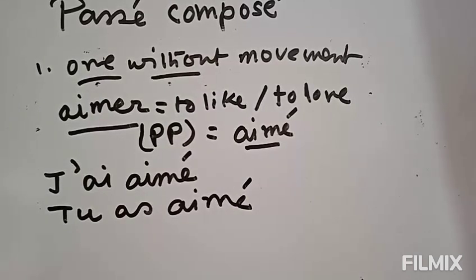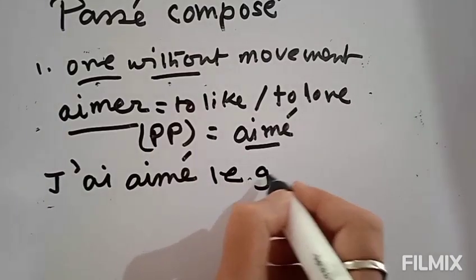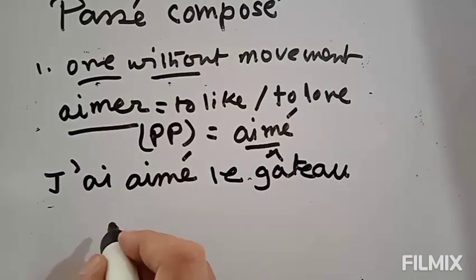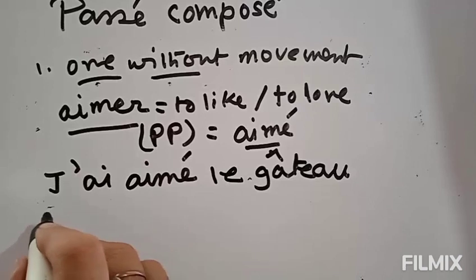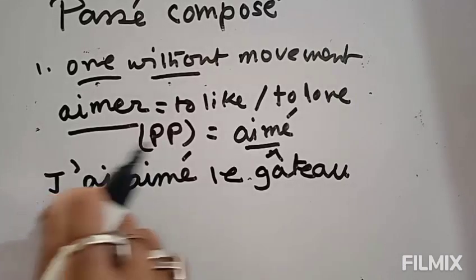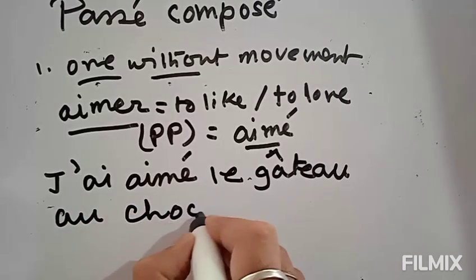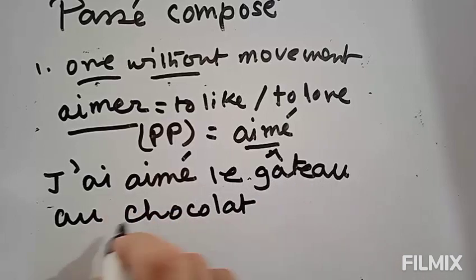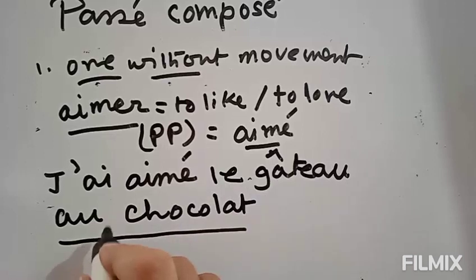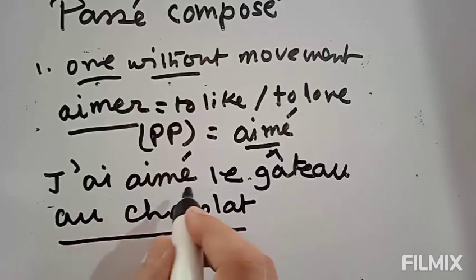So, if I give you one example, say, J'ai aimé le gâteau au chocolat. I liked the chocolate cake. Gâteau au chocolat. Okay. This is one example. I liked the chocolate cake. J'ai aimé le gâteau au chocolat. This is a live example of the passé composé of the verb aimer.